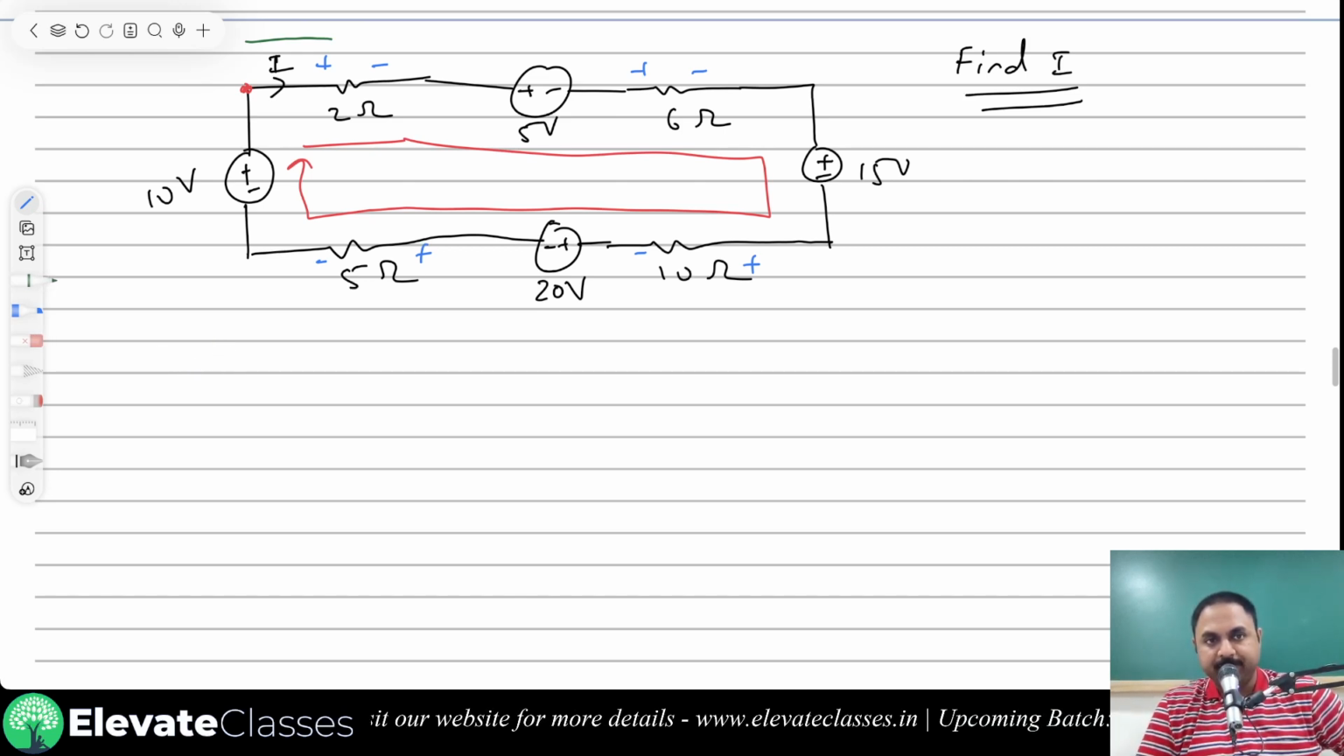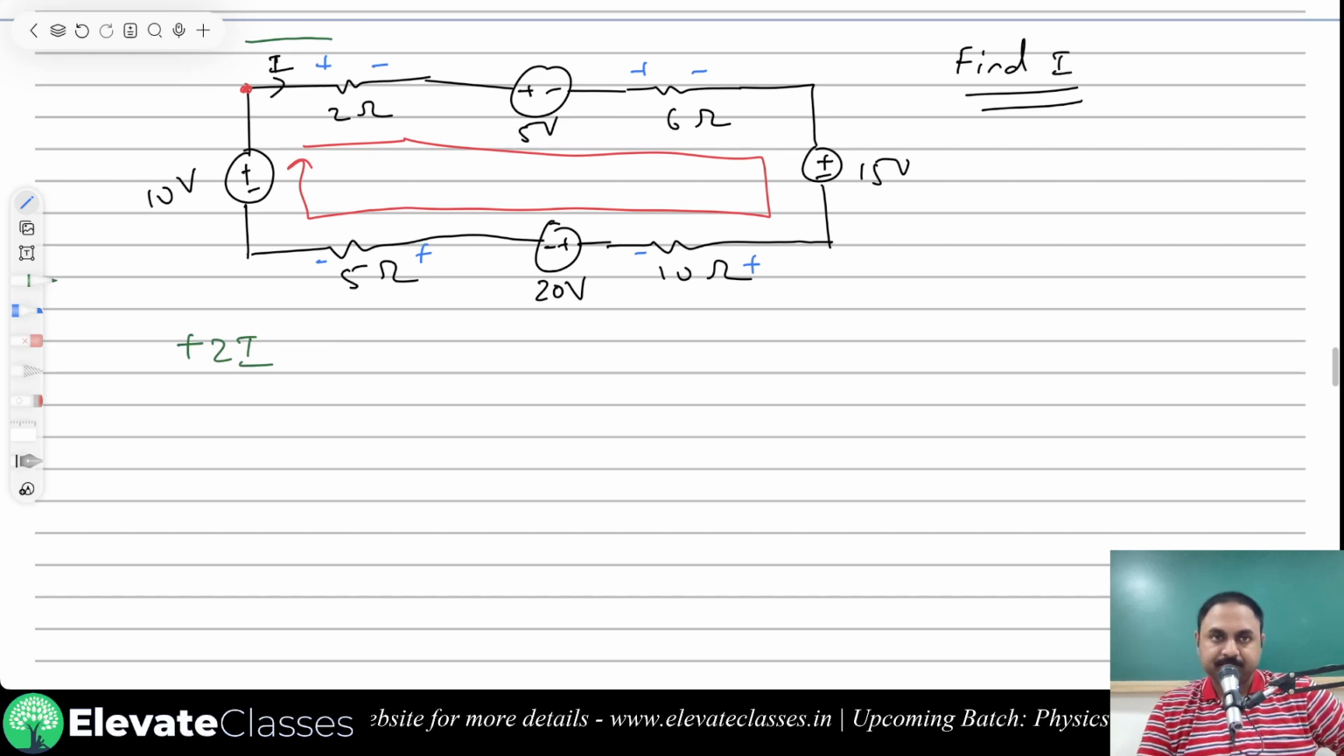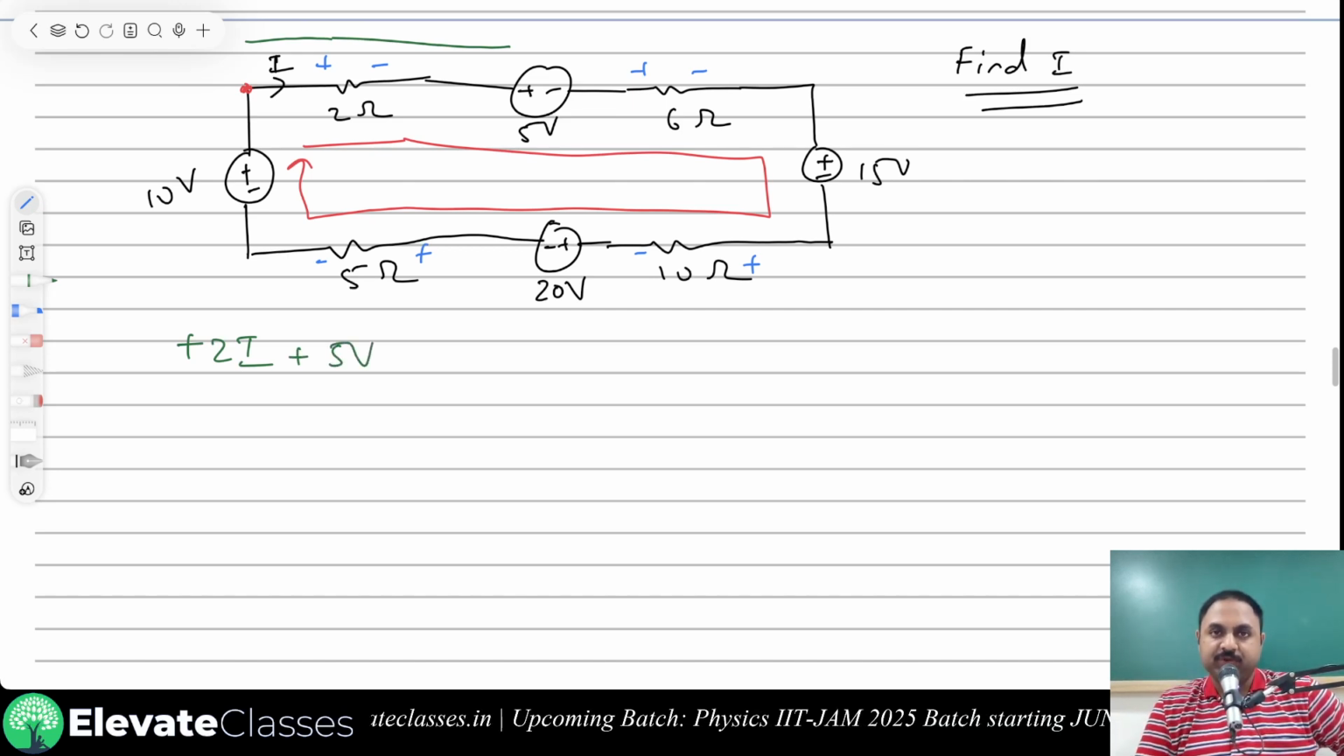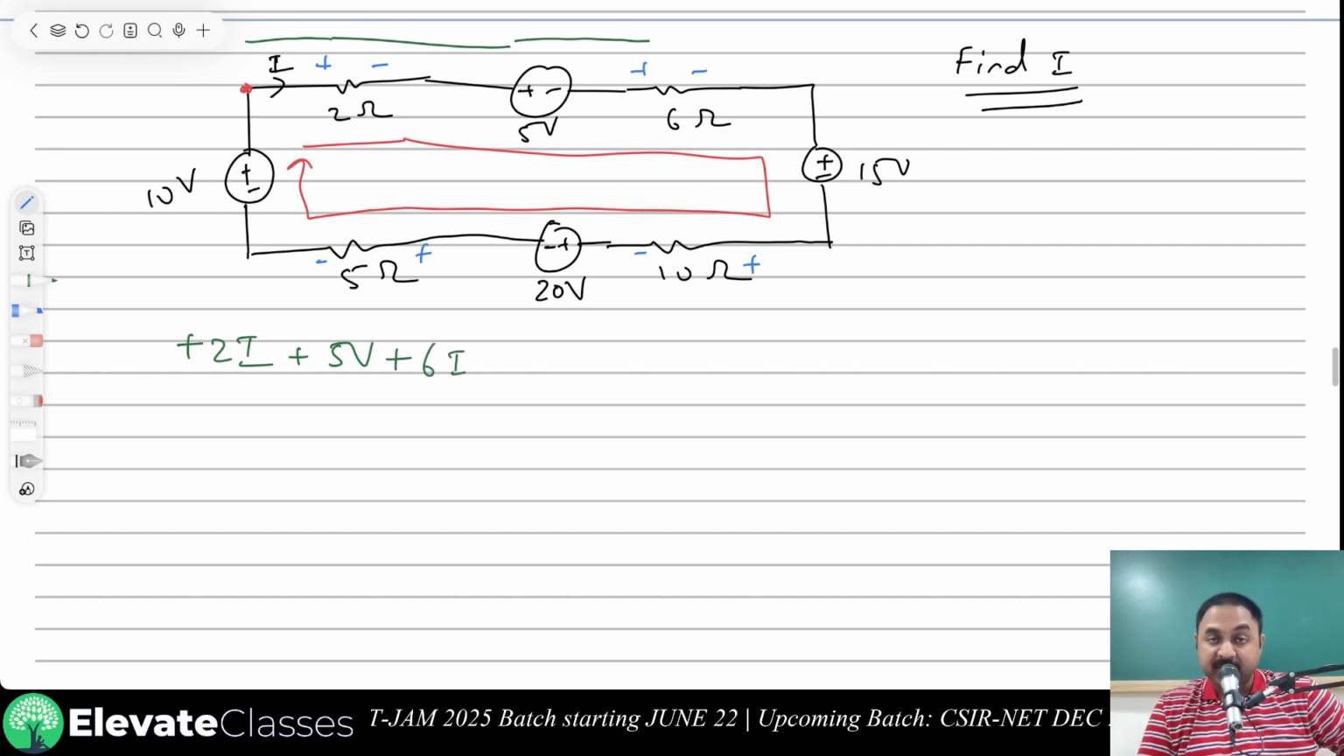I'll write this as 2I plus 2I. Okay, then I keep moving. I get a 5 volt source. Which terminal do I strike first? Positive terminal. So plus 5 volts. Next, I keep moving here and I see another resistance. My direction, current direction is the same. So plus 6I. I into R.